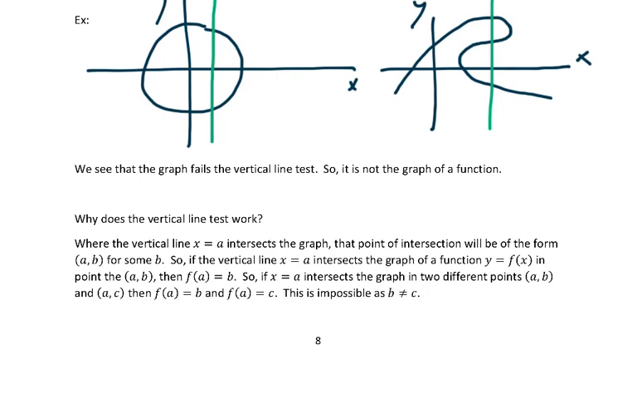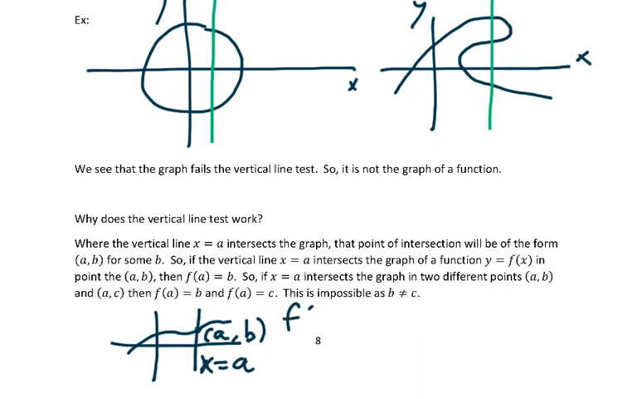Now you might be wondering, why does the vertical line test work? Well, remember, every vertical line has equation x equal to a, for some number a. So let's say you had a graph, and let's say you had a vertical line, x equal to a. That vertical line is going to intersect the graph at some point of the form a comma b. I don't know what b is, but if this was the graph of a function, then f would have to send a to b.